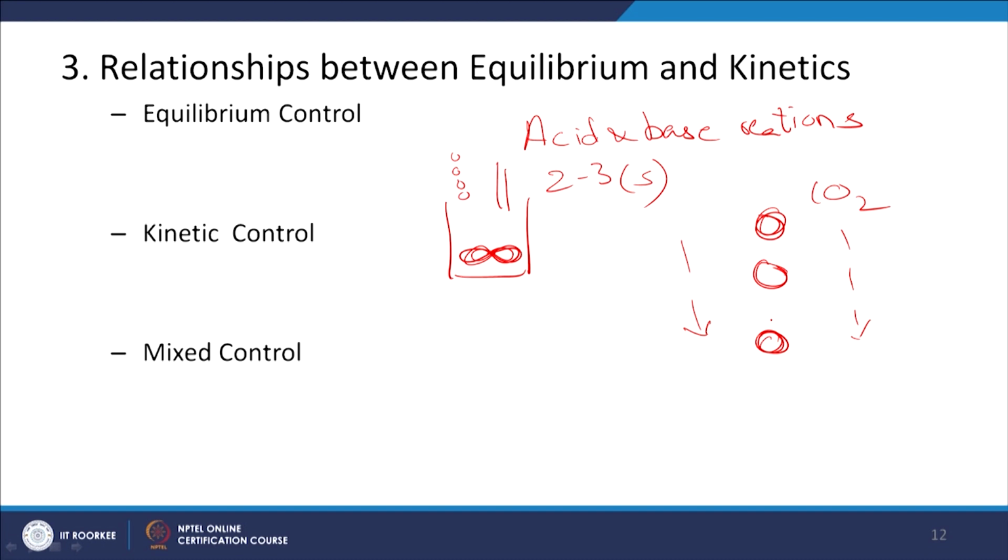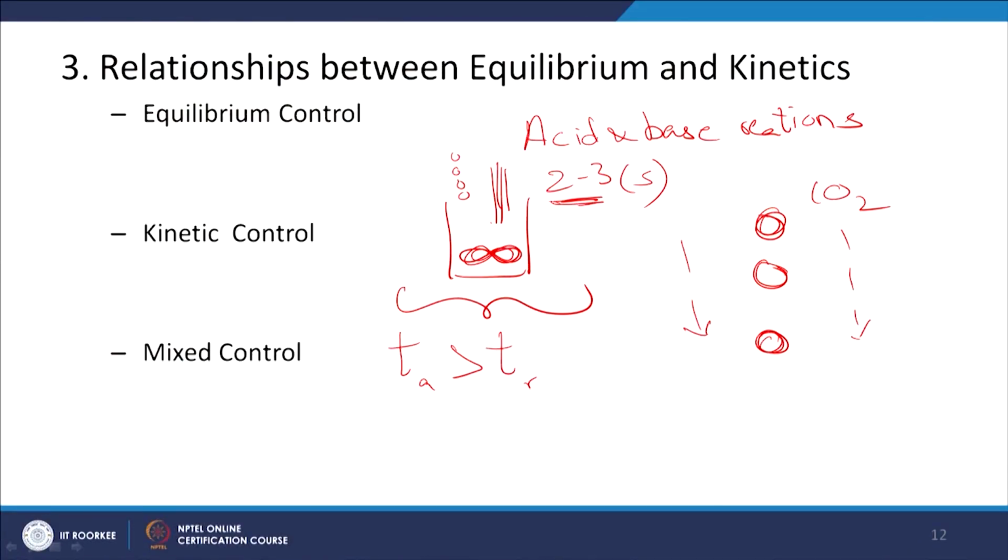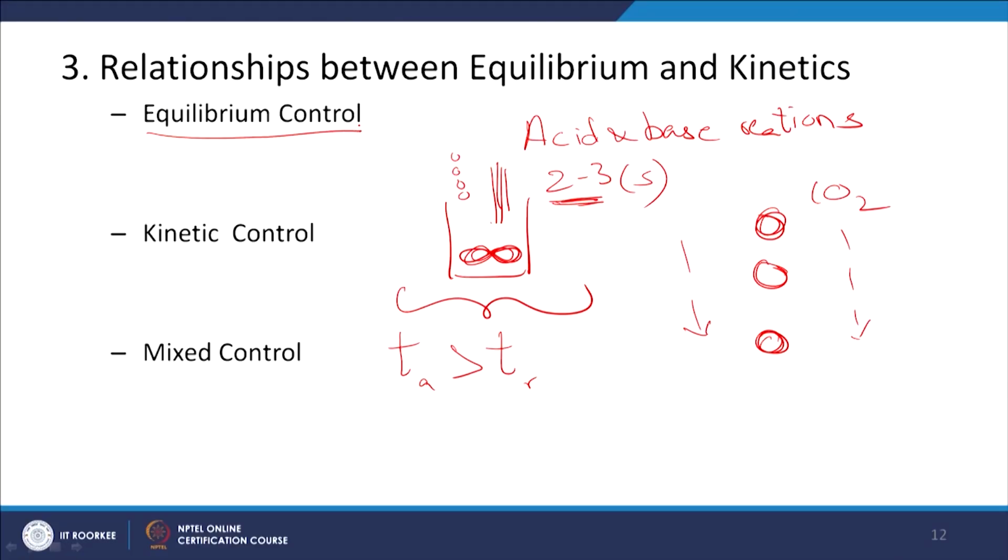So, if you look at these two systems now, we need to be able to try to identify which one will be under equilibrium control and which one will be under kinetic control. So, in the former example, let us say the time available is much greater than the characteristic time of the reaction. For example, acid base reactions are remarkably fast, I believe in the order of around milliseconds. So, by the time you take your pH reading, which is after 2-3 seconds, the system has had enough time to reach equilibrium. So that's a system you would call equilibrium control.